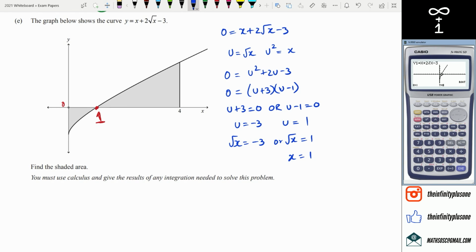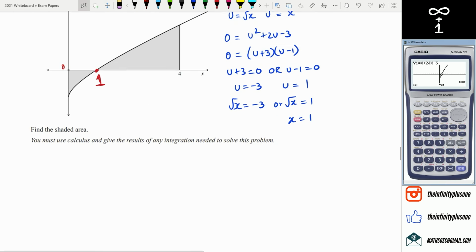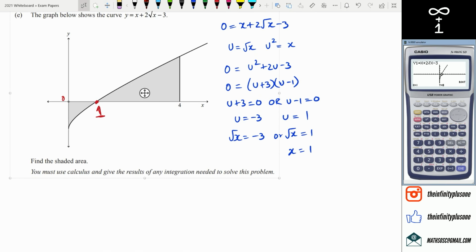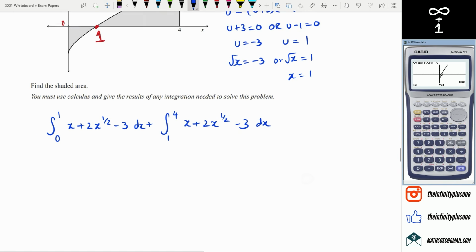But I will challenge that, because it's an integration paper, you can just get the x values for the graph from the graphics calculator and get on with actually answering the question. So looking at this equation, we've got it between 1 and 0: x plus 2 x to the power of half minus 3, plus between 4 and 1, x plus 2x to the power of half minus 3. Basically, that's pretty much it, because we've got two separate areas, and we just have to integrate, substitute those values, and actually figure it out.